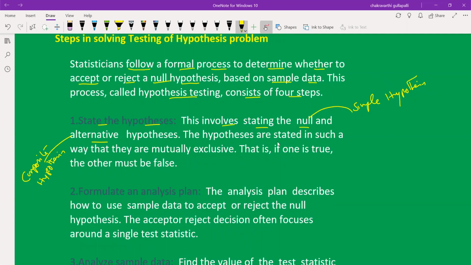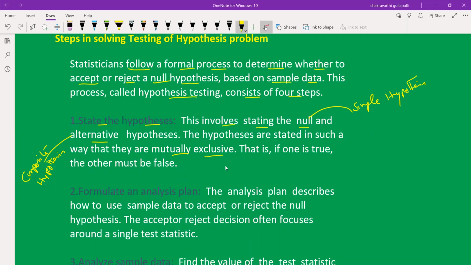The hypotheses are stated in such a way that they are mutually exclusive. Either the null or the alternative, both are mutually exclusive. That is, if one is true, the other must be false. Null hypothesis is true, alternative false. Null hypothesis is false, alternative true.